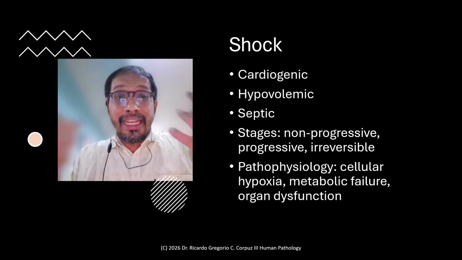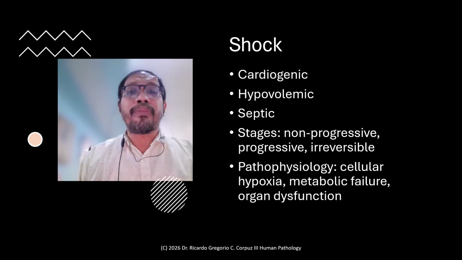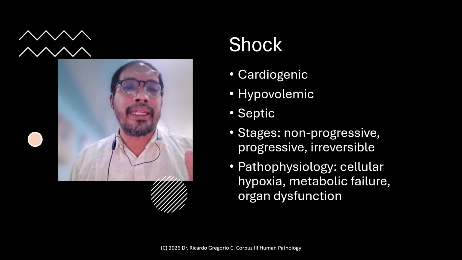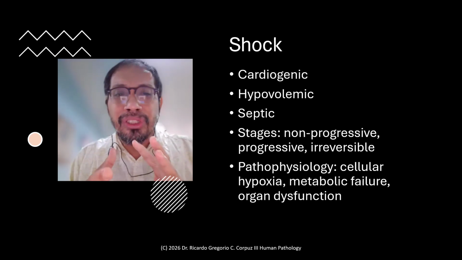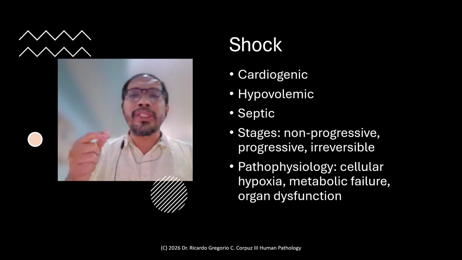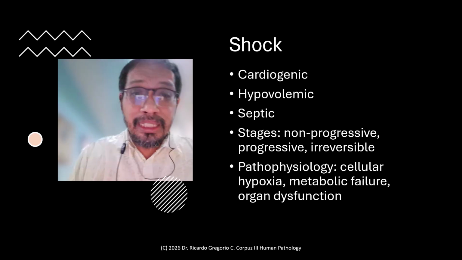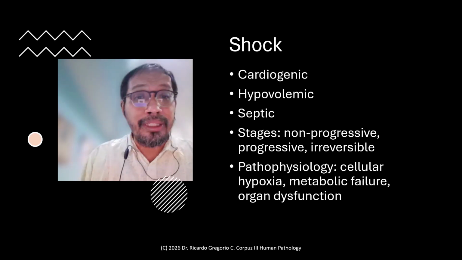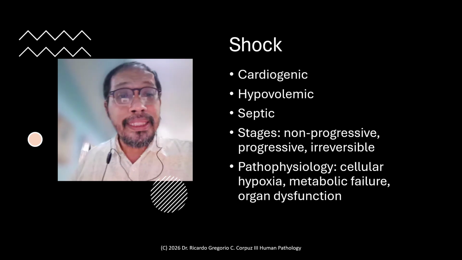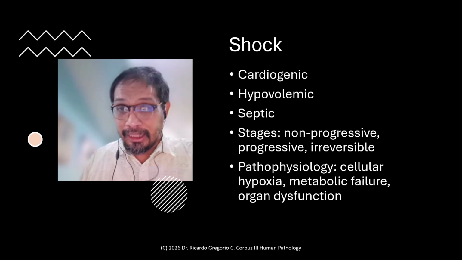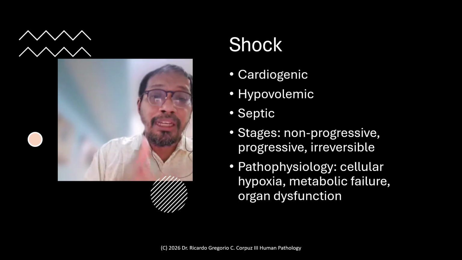Mitochondrial dysfunction and decreased ATP. Failure of ion pumps causing cellular swelling. Metabolic acidosis from lactate accumulation. Endothelial activation worsening capillary leakage. Progressive organ dysfunction, especially in kidney, lungs, and brain. This shared pathway explains why late-stage shock looks similar clinically regardless of the initiating mechanism.